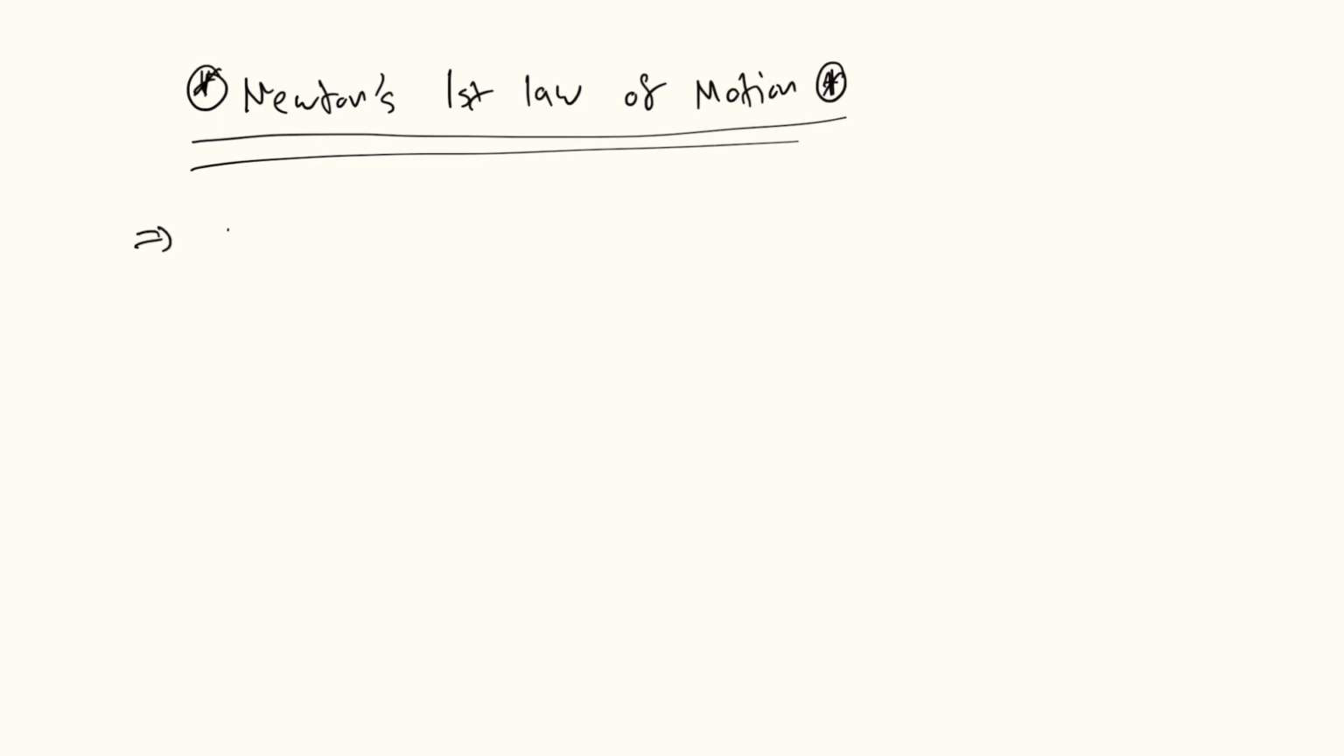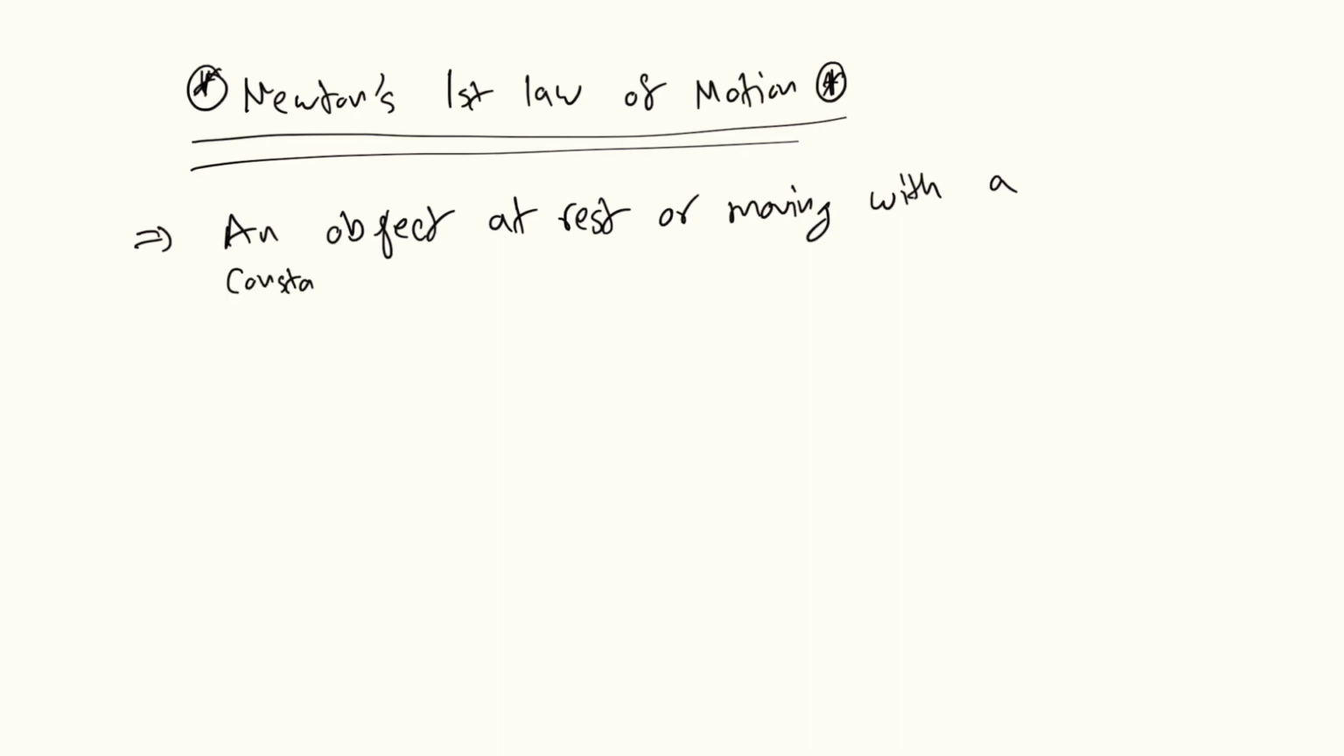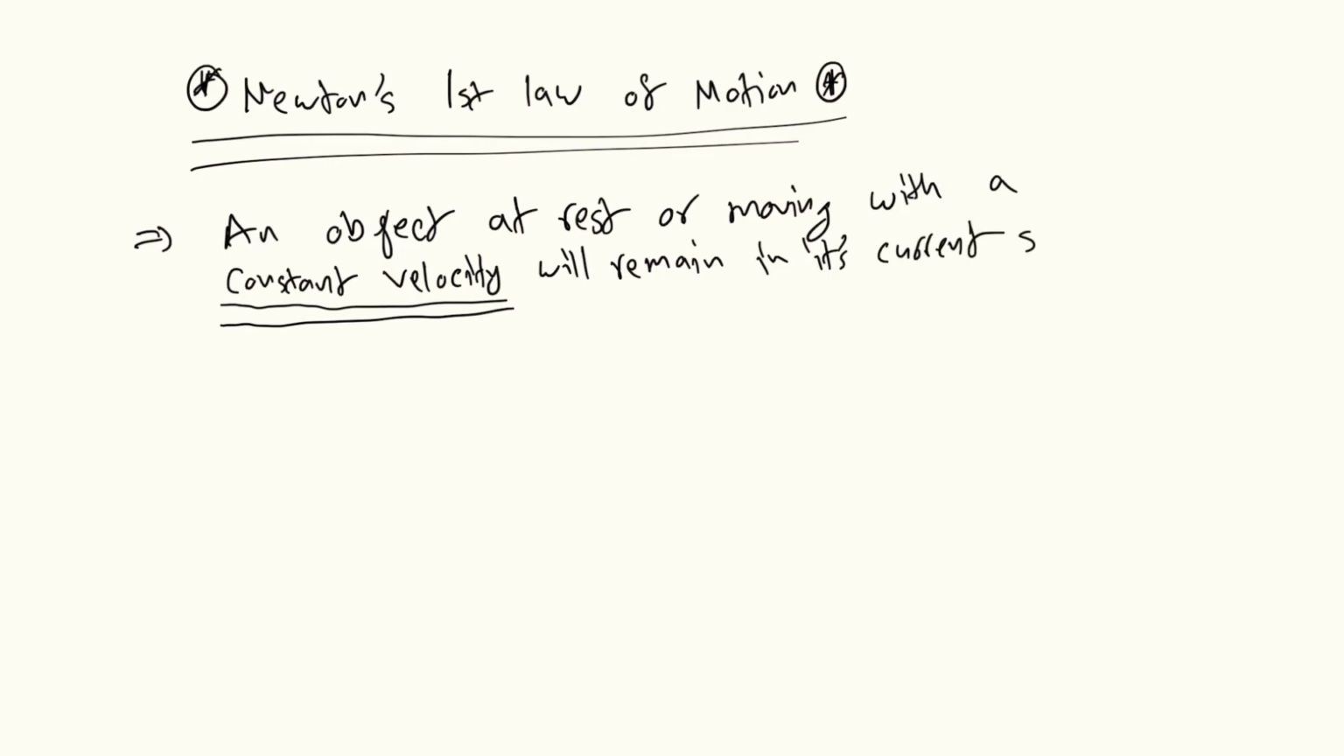Newton's first law of motion states that an object at rest or moving with a constant velocity, I'm going to underline this because it's quite important, will remain in its current state unless acted upon by an unbalanced force.